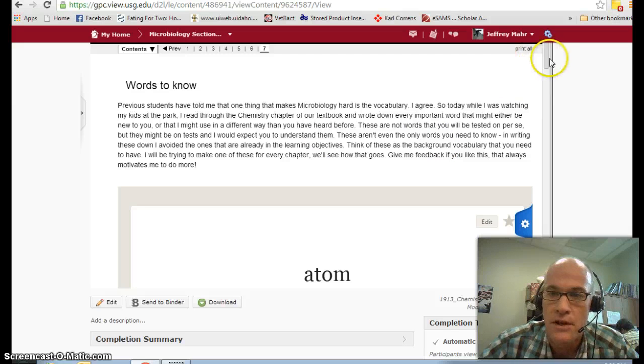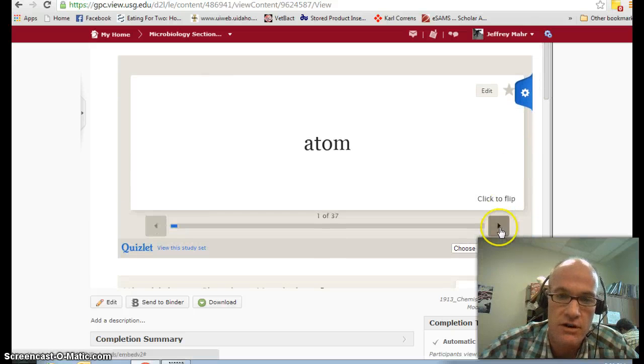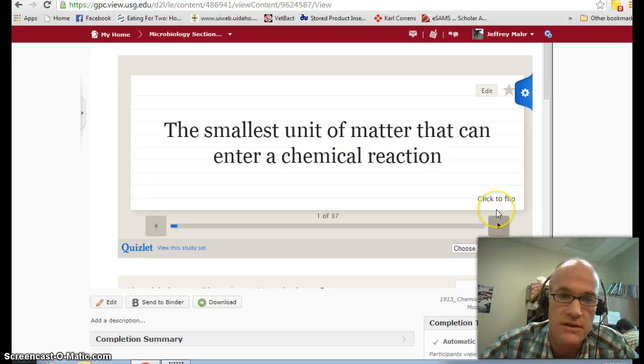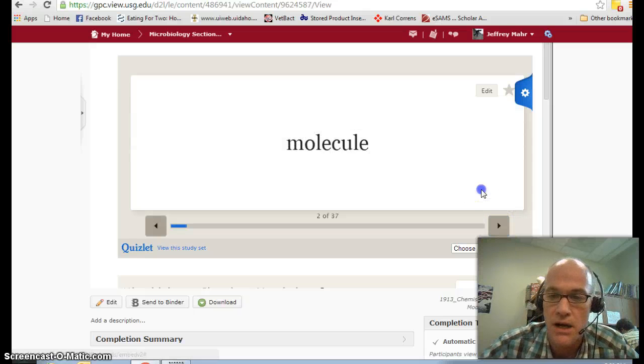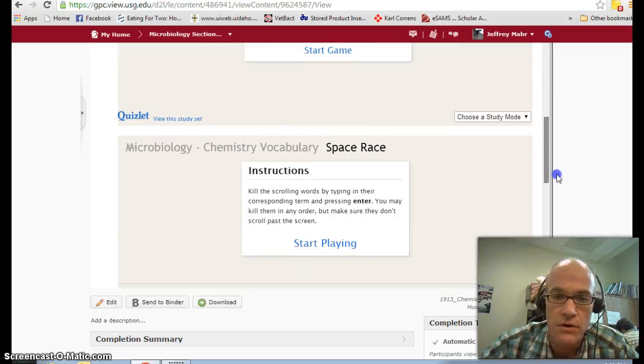It's going to help. So what I did is I went to the site Quizlet. Many of you have probably heard of it. And I made some lists of words. Here's a flashcard activity: atom. Well, that's the smallest unit of chemical matter that can enter a chemical reaction, etc. Molecule, right? And then the same list of words.